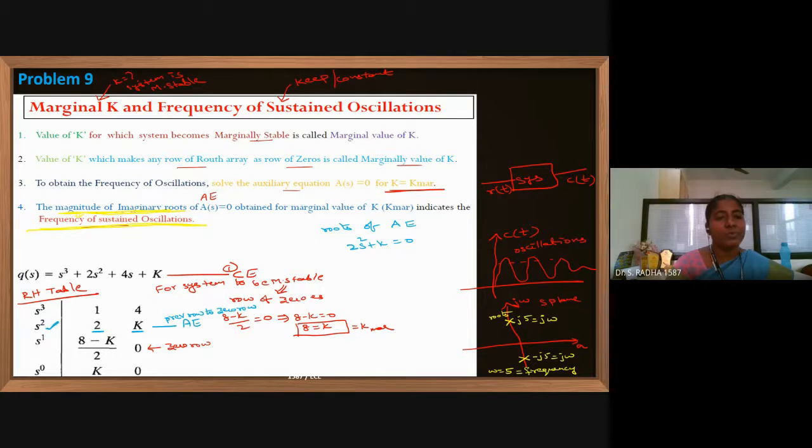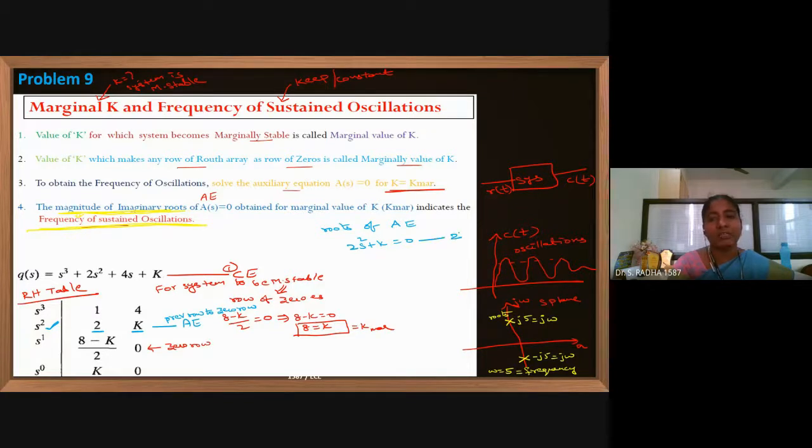So 2 we have to put as coefficient for s square, and only alternate powers will come. S power 2, s power 0, like that only it will come. If you are starting with s power 5, alternate powers, s power 3, s power 1, like that alternate powers will come. So first term is having s square, next term should have s power 0. And here the coefficients are taken from the s square row. We are having coefficients 2 and k.